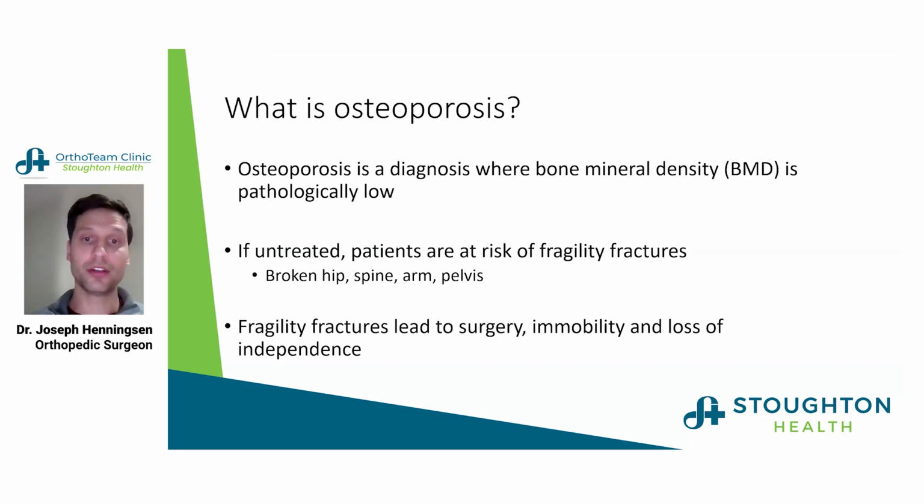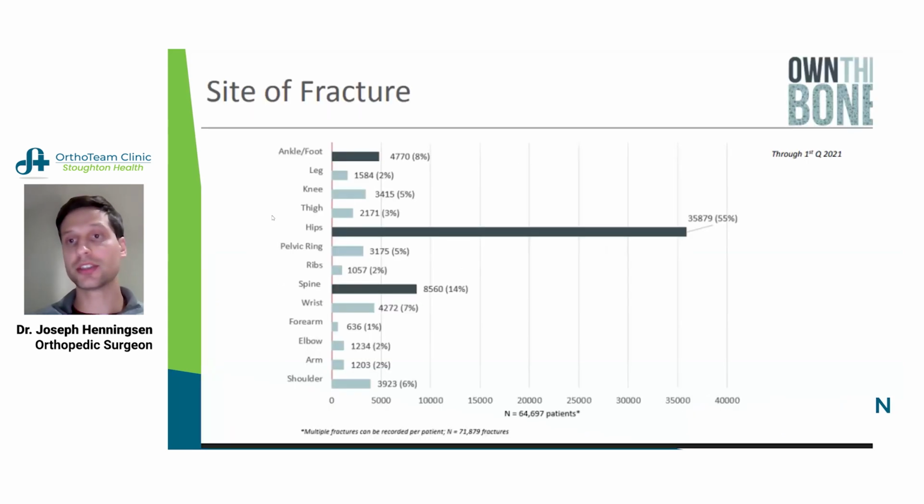Fragility fractures are a huge cost to not only the system, but also to our patients, right? The surgery, immobility, and loss of independence is what I'm trying to prevent with this talk and maybe teaching people to prevent fragility fractures. This is just the data from 2021, the Own the Bone talk, where they talk about fragility fractures and what is the percentage of fragility fractures? Actually, over 50% of fragility fractures are in the hip.